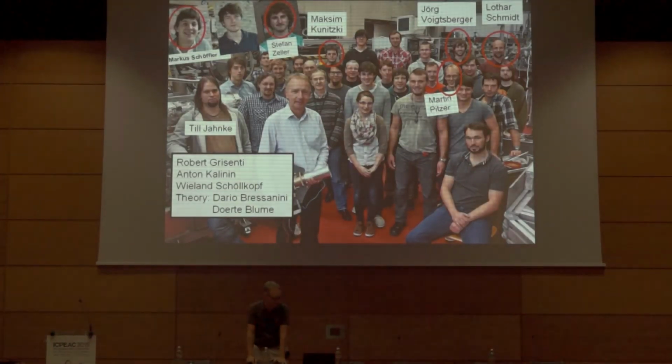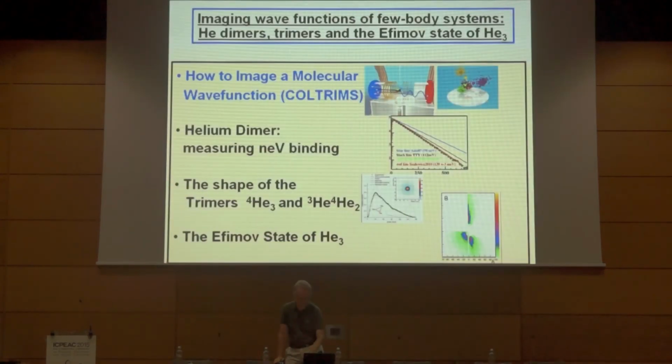And with this, I'm at the end, and I would just want to mention the people who did the work. Some of them are in the audience. So in the background, always Markus Schöffler and Till Jahnke. The dimer experiment was done by Stefan Zeller, the trimer by Maxim Kunitsky, the trimer ground state by Jörg Vogtsberger, the hydrogen by Lothar Schmidt, and the chiral molecules by Martin Pitzer, and theory support was from several people, but mainly for the dimer and trimer by Dario Bresani for the ground state and Dörner Blume for the Efimov state. And with this, I'm at the end.